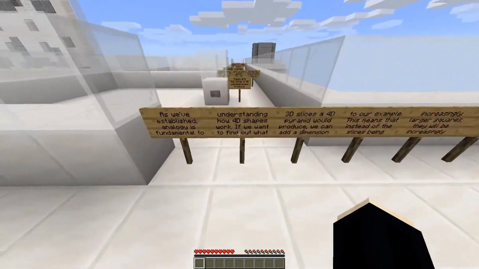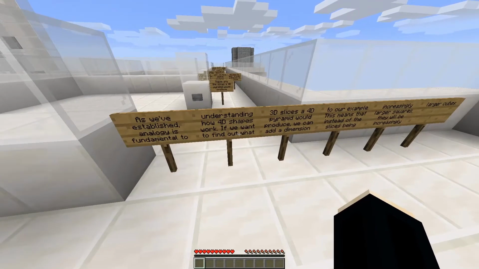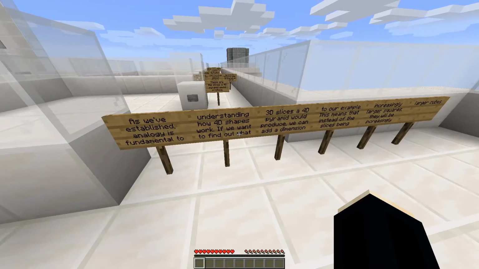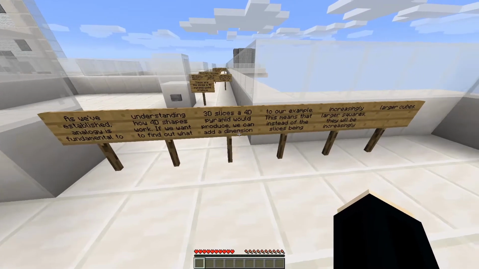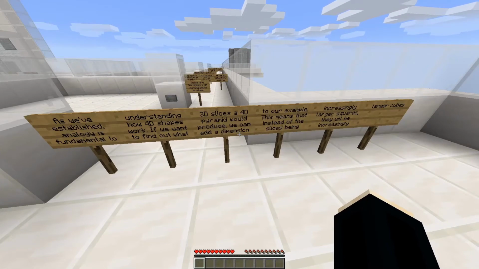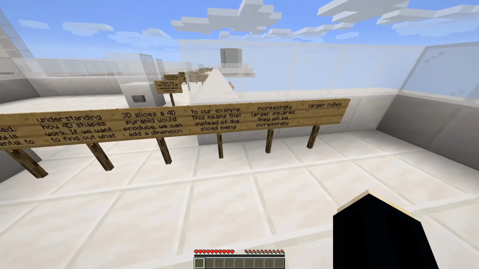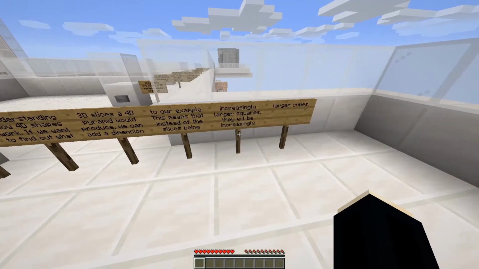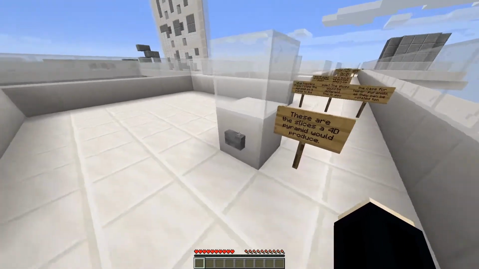That makes sense. As we've established, analogy is fundamental to understanding how 4-dimensional shapes work. If we want to find out what 3-dimensional slices a 4-dimensional pyramid would produce, we can add a dimension to our example. This means instead of slices being increasingly larger squares, there would be increasingly larger cubes. These are the slices a 4-dimensional pyramid would produce.